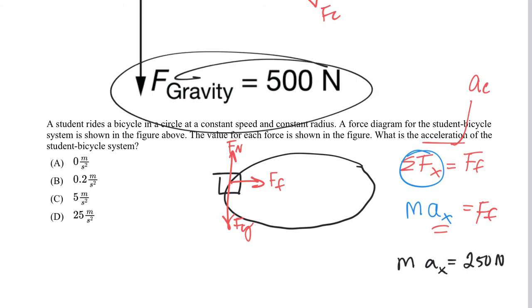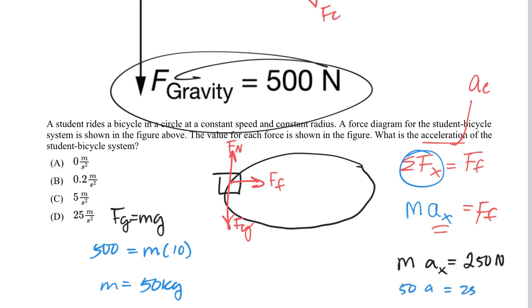But we don't have mass, but we do have force of gravity. Force of gravity is equal to mg. Force of gravity is 500, equal to mass times gravity, which is going to be 10, just for simplifying sake. Mass is going to be 50 kilograms. So then 50 times a equals 250, and then a should be 5. So a is going to be 5, letter C.